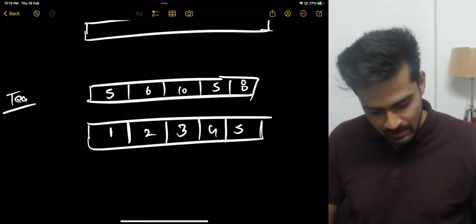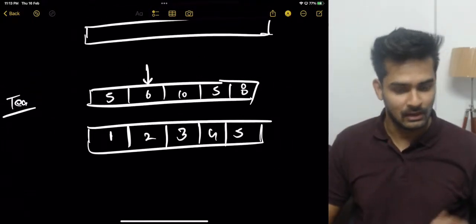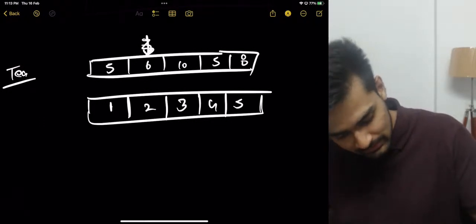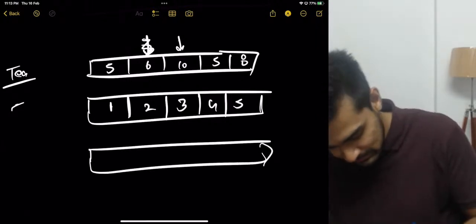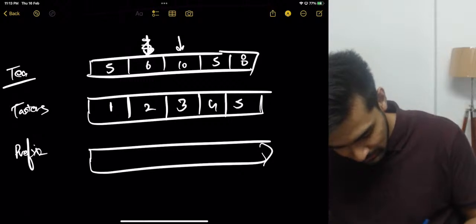Okay, for now. Now, let's try to figure out till what index this 6 will move. Before that, let's make a prefix array, or let's try to figure out till what index this 10 will move. Before that, let's make a prefix one. These are tasters, and this is nothing but prefix underscore tasters.